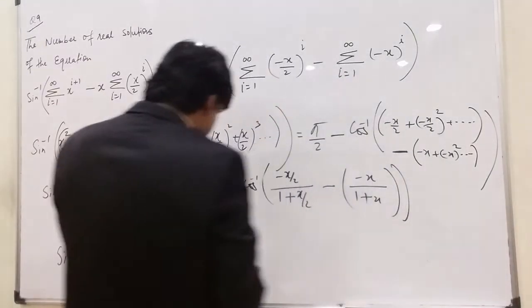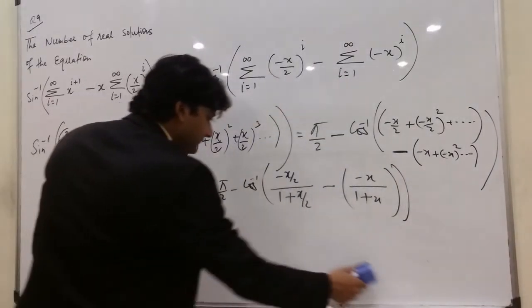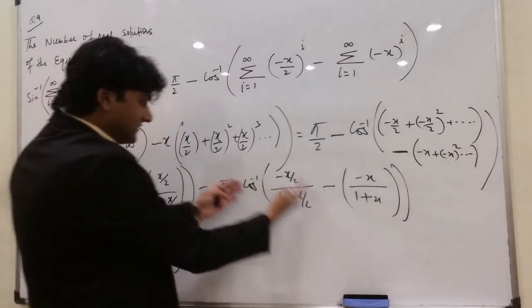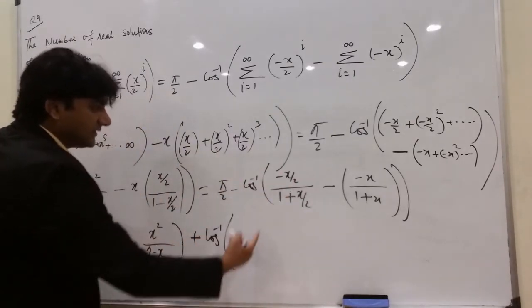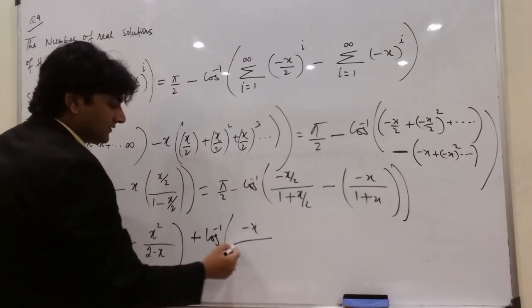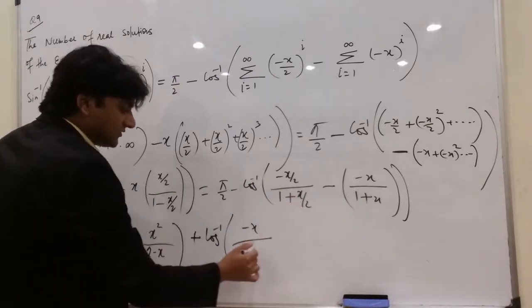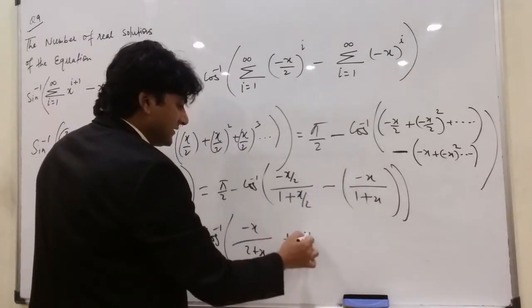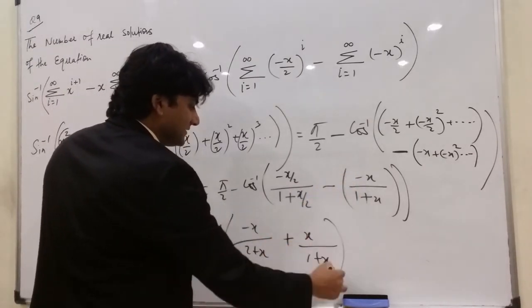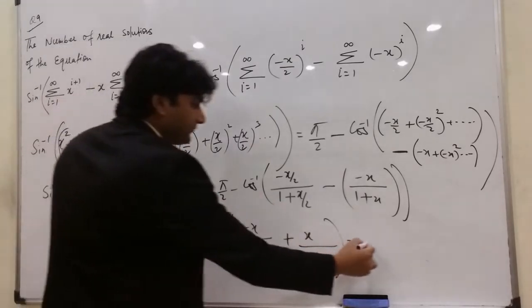Or what we can do? We can move this minus cos inverse x to the left side, and I will write plus cos inverse. And this is minus x over 2, and this is 2 plus x over 2. So this is 2 plus x, okay? And this is minus minus plus x over 1 plus x equals how much? Pi by 2.